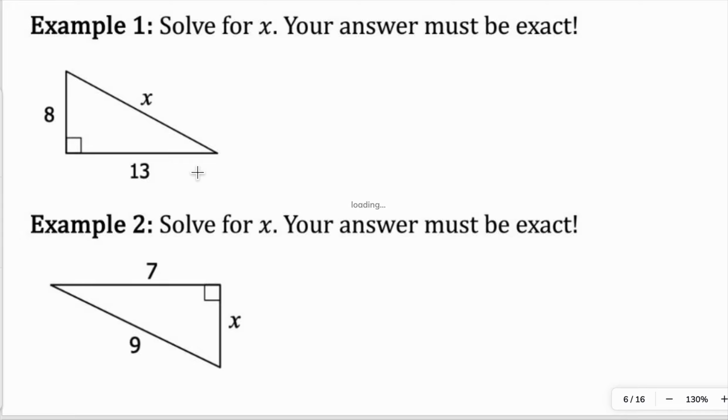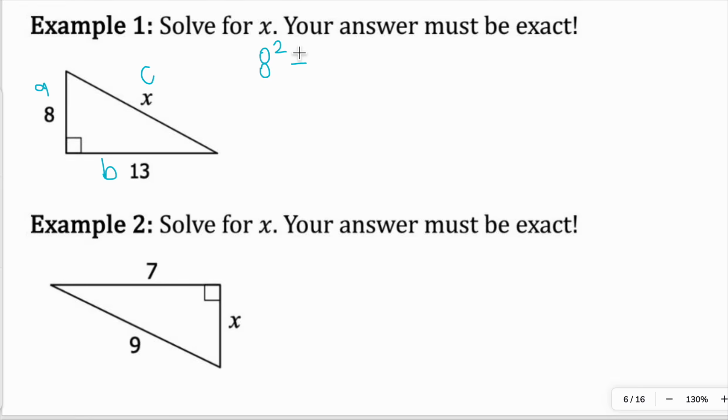What we're going to do is just solve for x. Your answer must be exact. So that means taking the radical and simplifying it. So if I have this triangle, for example 1, I've got my a, b, and c. So I'm going to say a squared plus b squared equals c squared.